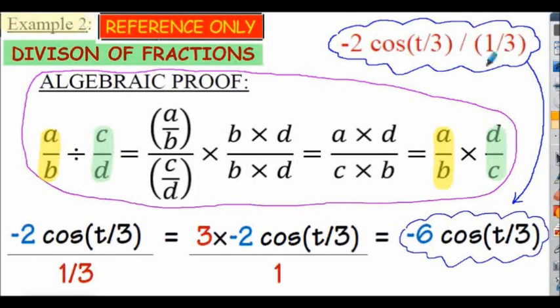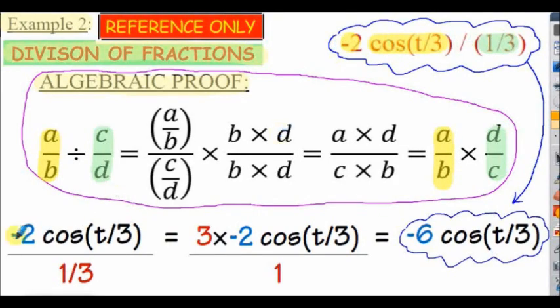Example 2 continued, and for reference here's an extract from our fractions video specifically relating to division of fractions, where we included the algebraic proof as shown below. When we're dividing fraction a upon b by c upon d, it can be shown that that's the same as the fraction a upon b multiplied by d upon c. So in example 2 we're considering calculation of -2 multiplied by cos of t divided by 3, which is all divided by 1 upon 3, a third. That's shown as one-line formatting.